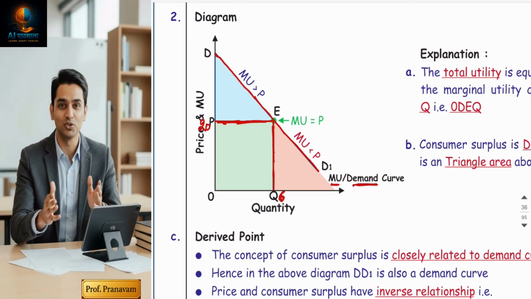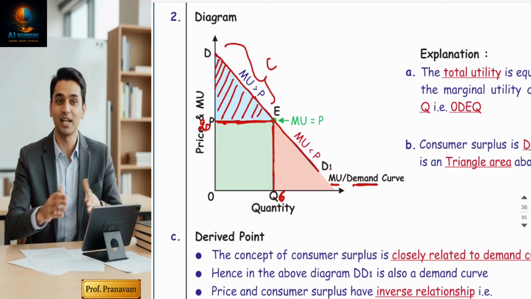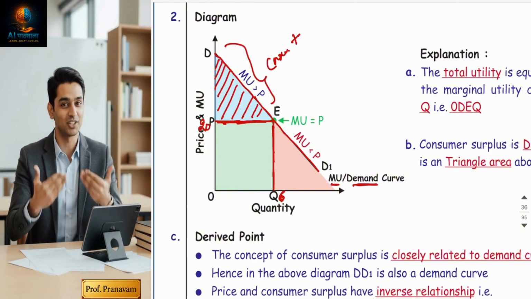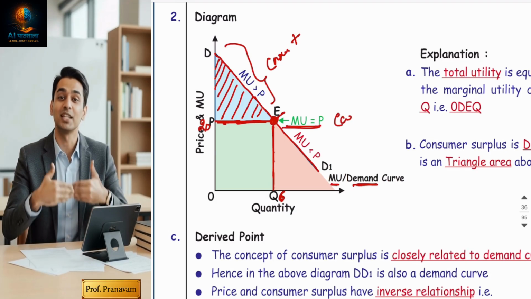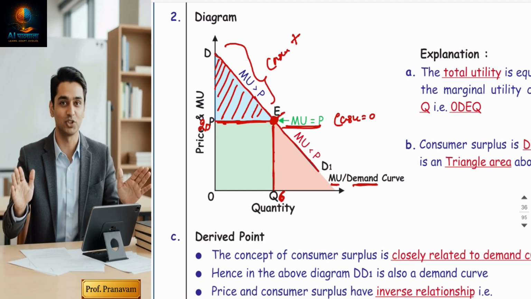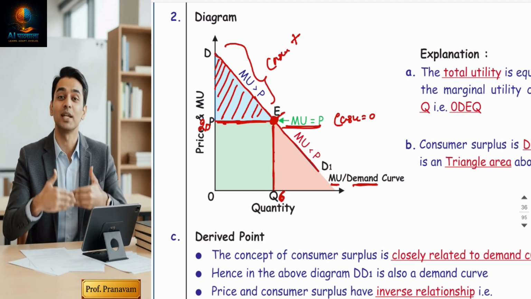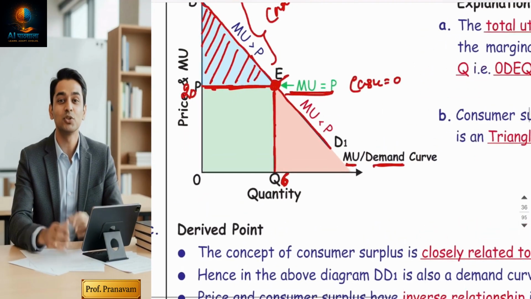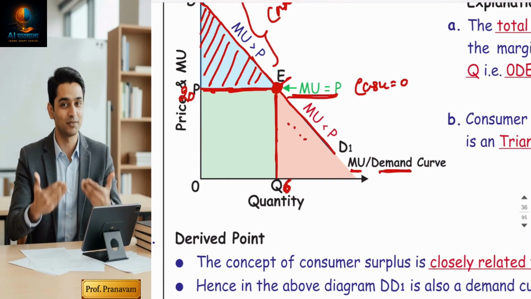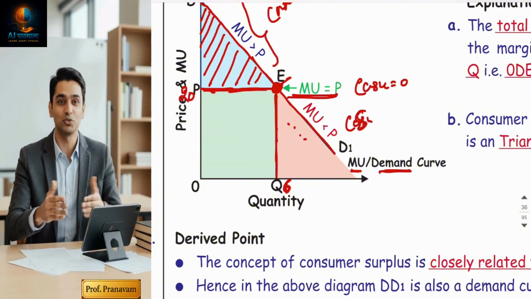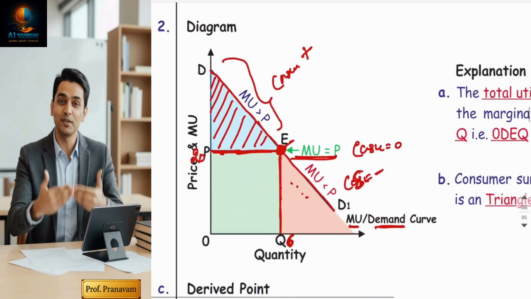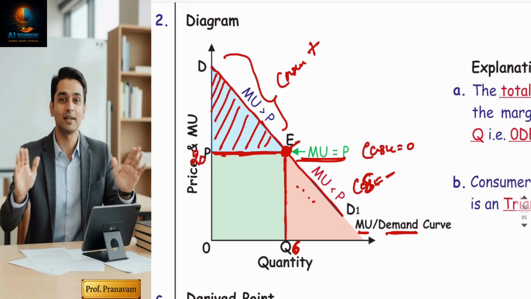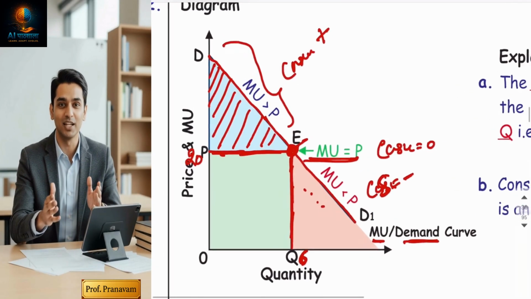Above the price line, this blue shaded triangle indicates my consumer surplus is positive. And this point where MU is equal to price indicates consumer surplus is 0, meaning I have reached an equilibrium point. At this point I have maximum satisfaction. If I go beyond the price line, the orange shade indicates my consumer surplus will be negative because MU is less than price. So consumer surplus I will attain up till 6 units of output, right?